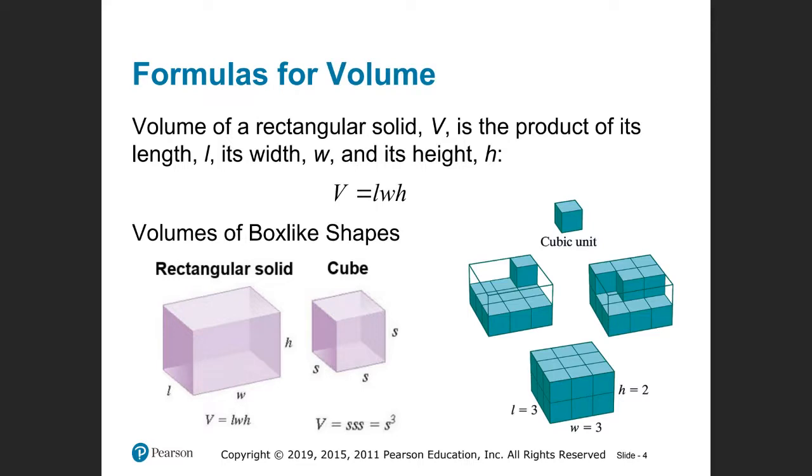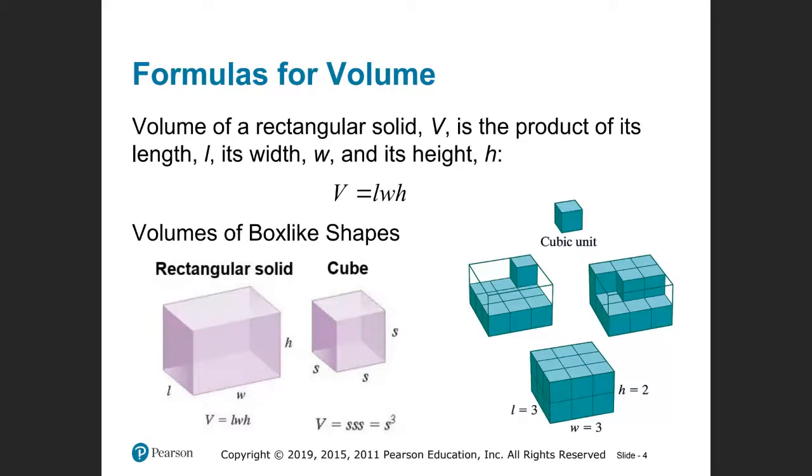The volume of a rectangular solid, think of a box, V, is the product of its length, its width, and its height. So volume is equal to LWH. If you look at the pink figures below, if it's a rectangular solid and you know the length, the width, and the height, then the volume is the product of those three. If it's a cube, you can do the same thing, but since length, width, and height are all the same for a cube, the volume is S times S times S, or S cubed.